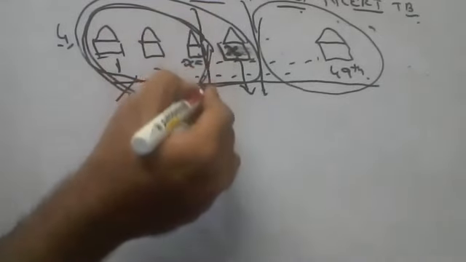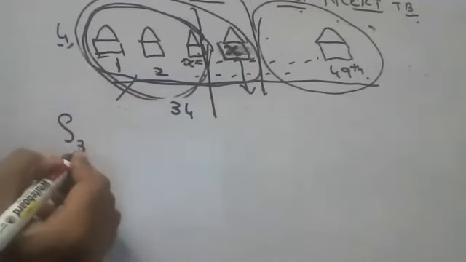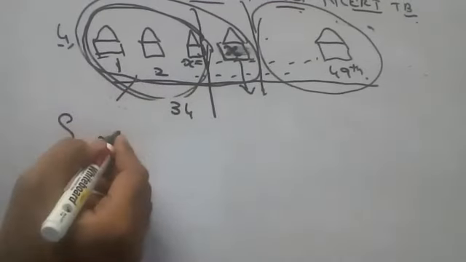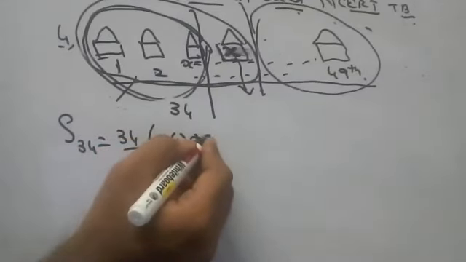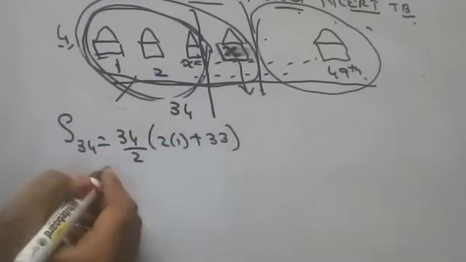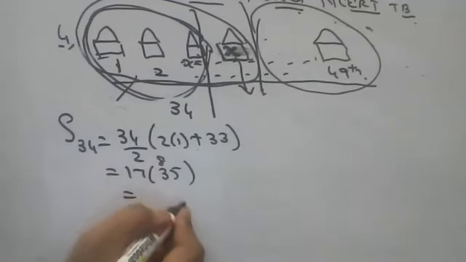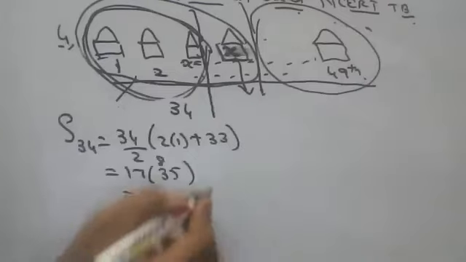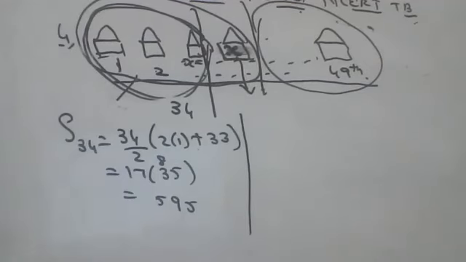35th house means this is 30. Sum of 34 terms. How much do you say? Sum of 34 is how much, children? 34 by 2 into 2a plus 34 minus 1, 33, common difference 1. 17 into 35. 17 fives are 85, 17 threes are 51. 595 is the sum of 34 houses. Okay, now children?